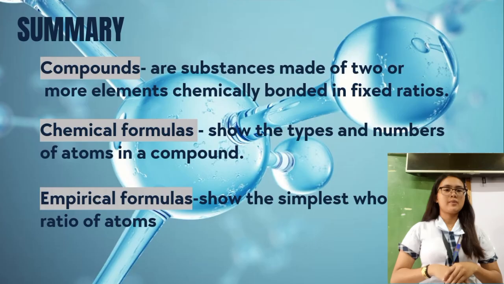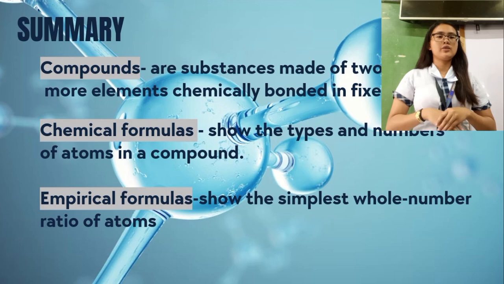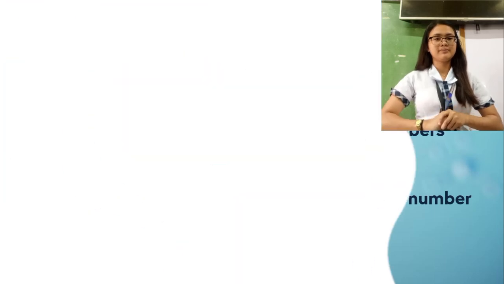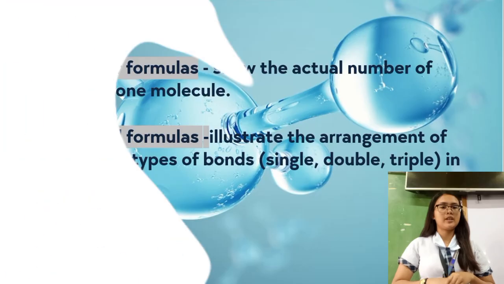Count the types and numbers of atoms in a compound. Number 3, empirical formulas show the simplest whole number ratio of atoms. Number 4, molecular formulas show the actual number of atoms in one molecule. Number 5, structural formulas illustrate the arrangement of atoms and types of bonds, single, double, triple, in the molecule.